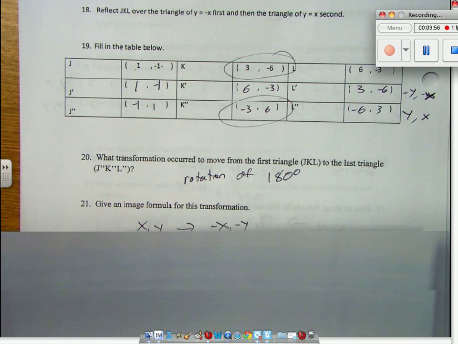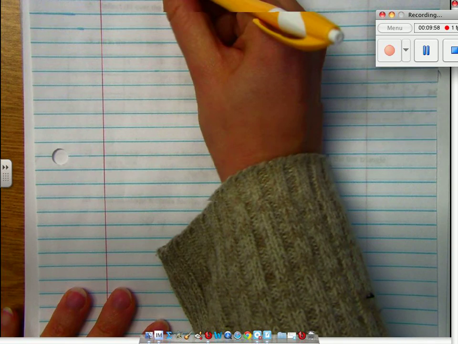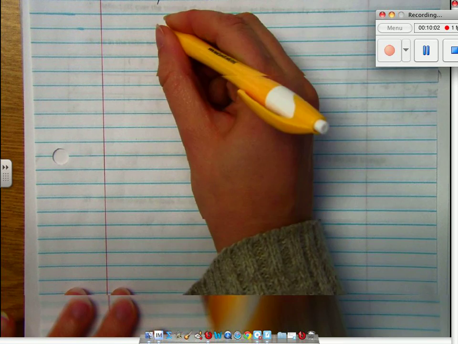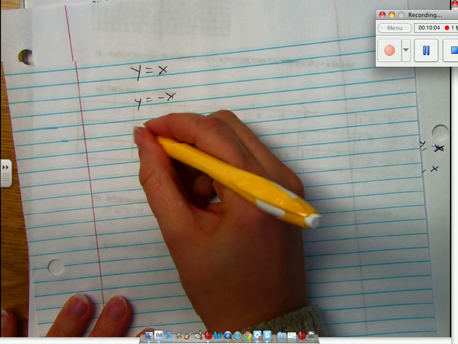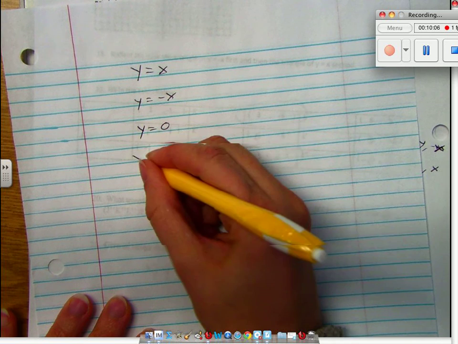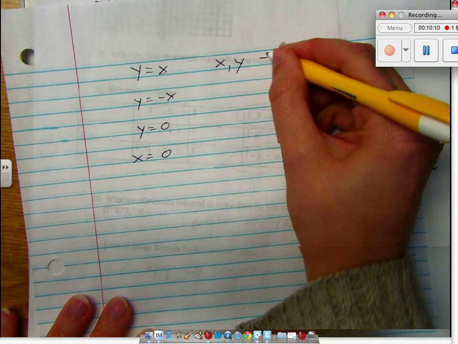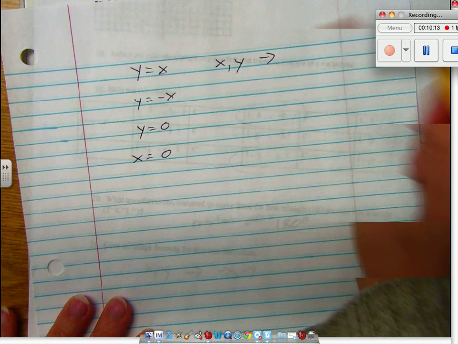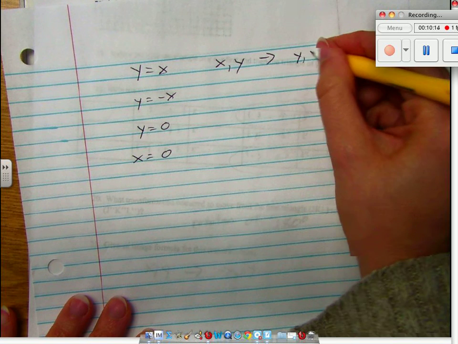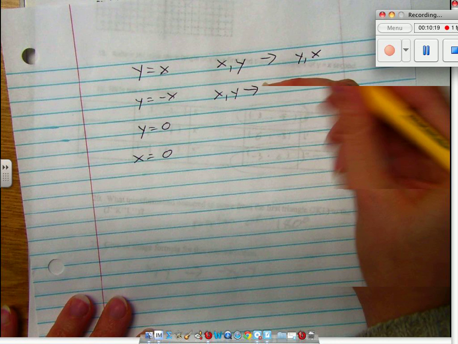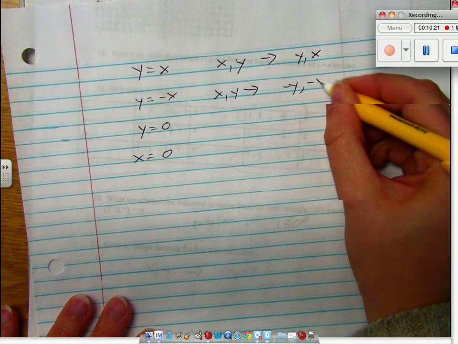The 4 ones that you have to have memorized. y equals x, y equals negative x, y equals 0, and x equals 0. Okay, so it goes x comma y. When we flip it over y equals x, we get y comma x, right? They flip places. X comma y moves to negative y, negative x, right?